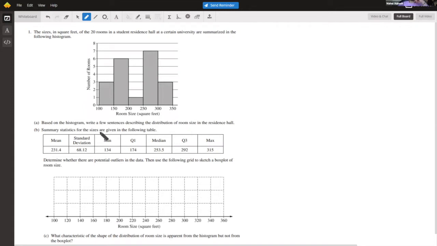How might you get the points for the distribution? One thing I like to ask you guys to think about is what 3 things do they always ask about for any distribution? They're looking for shape, center, and spread.